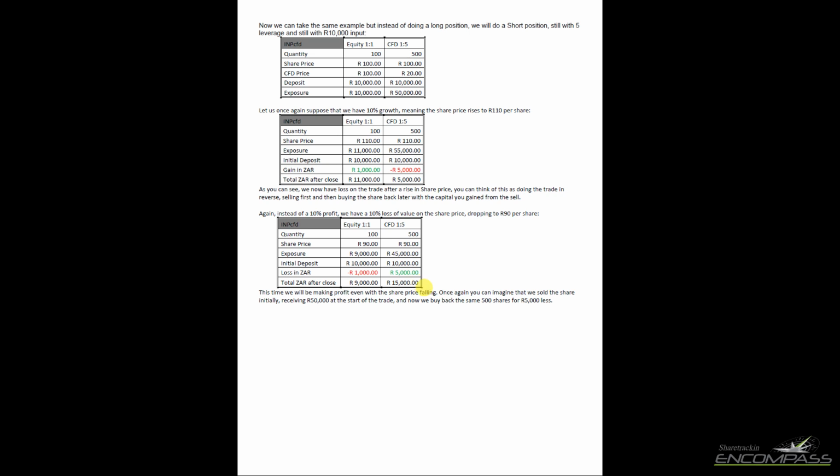So this time we'll be making profit even with the share price falling. Once again, you can imagine that we sold the share initially, receiving 50,000 at the start of the trade, and now we buy back the same 500 shares for 5,000 Rand less than we sold them for initially. So that in essence is how CFDs versus equities works, and how leverage works as well.